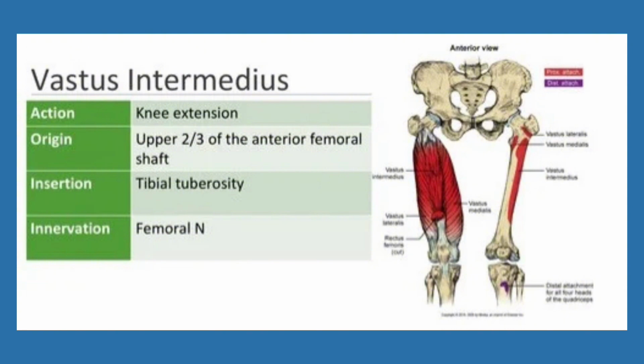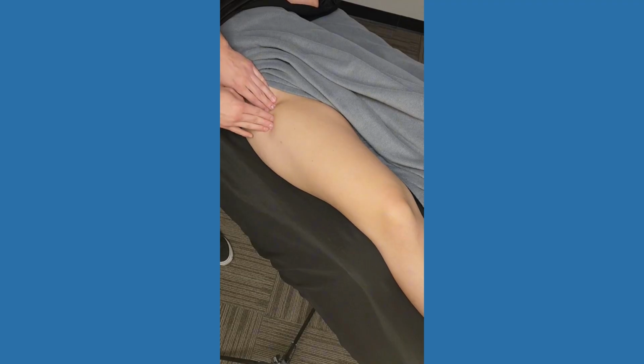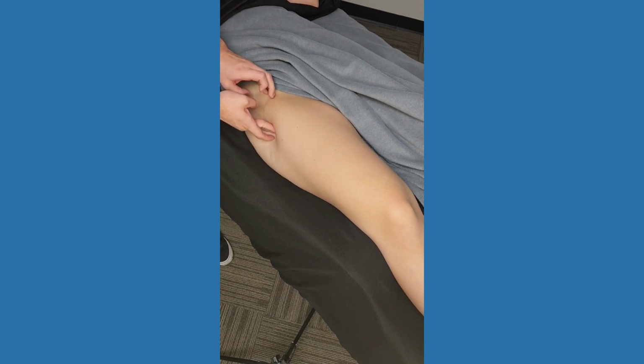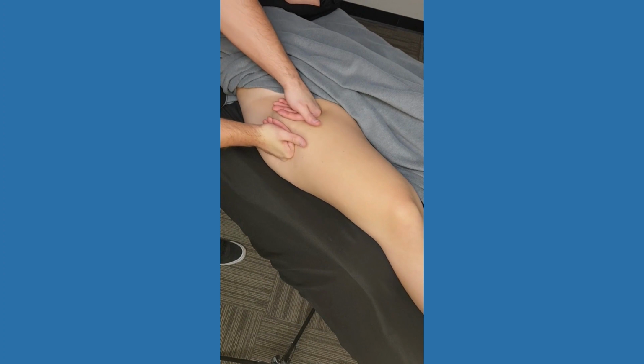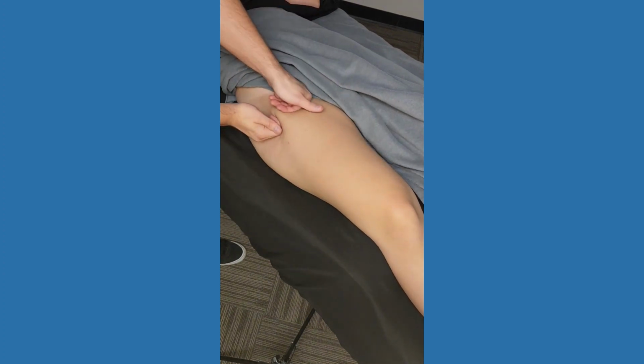Vastus intermedius will originate from the anterior and lateral shaft of the femur and will also insert to the tibial tuberosity through the patellar ligament.